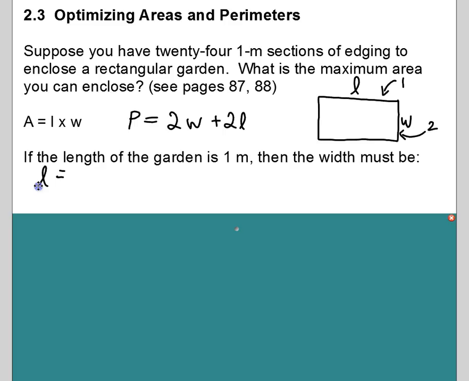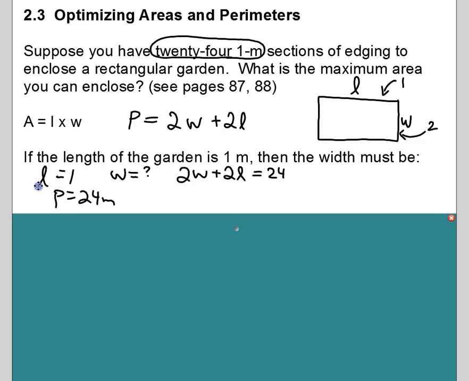Alright, so if the length was 1 meter, then the width would be unknown, but we do know that the perimeter in this case is going to be 24. So if the perimeter is 24, then we have a simple relationship here, which is that twice the width plus twice the length equals 24. So 2 times the width plus 2 times 1 meter in the length would be 24. So that gives us 2 times the width would be 24 subtract 2. So therefore the width would be 24 subtract 2 divided by 2.